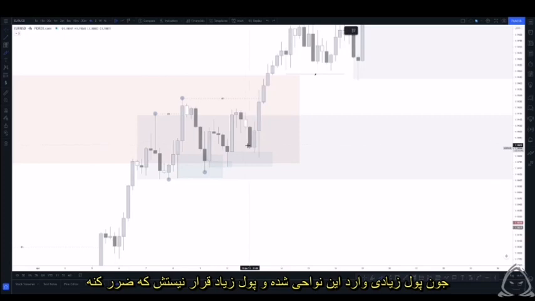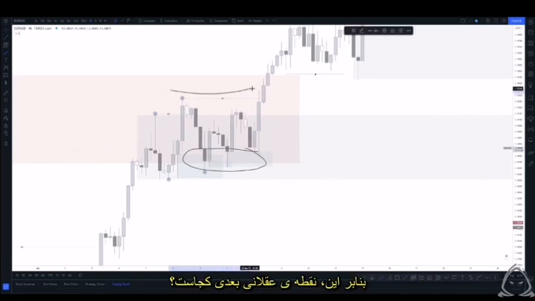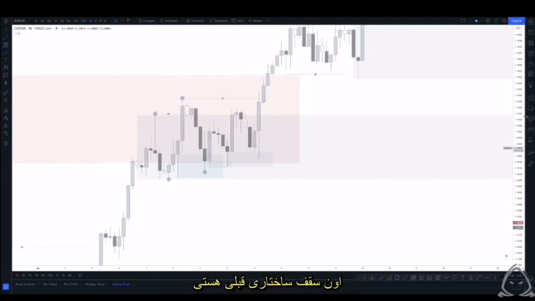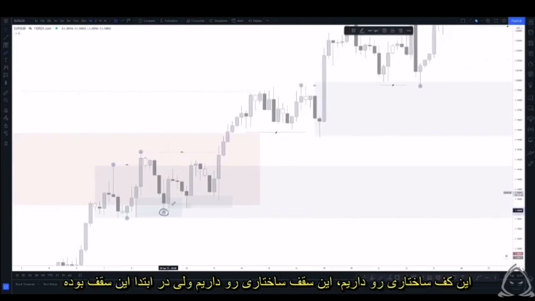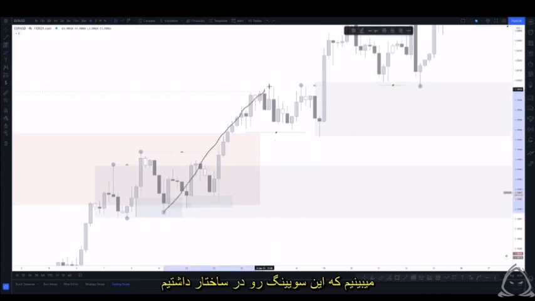Why? Because large money has entered this area, and that large money is not going to want to take a loss. Therefore, what's the next logical spot? It's going to be the previous structural high. And now we'll just continue moving on. We have this structural low, we have this structural high, but initially it was this high. So we can see that we had this swing in structure.